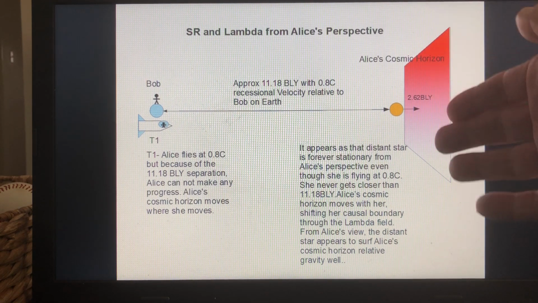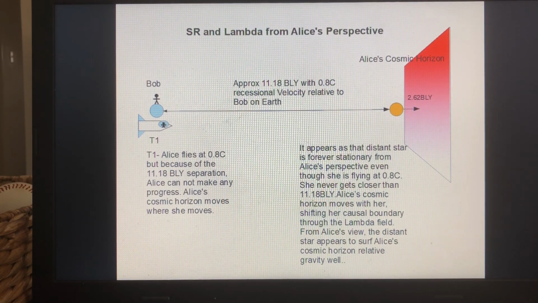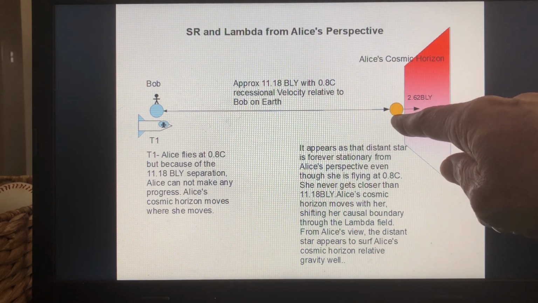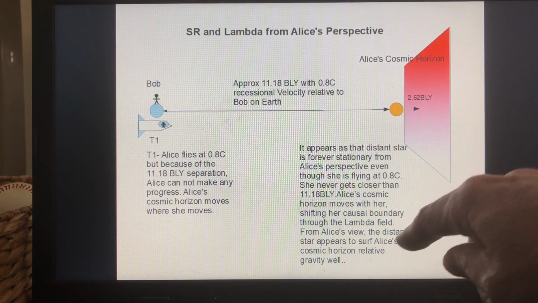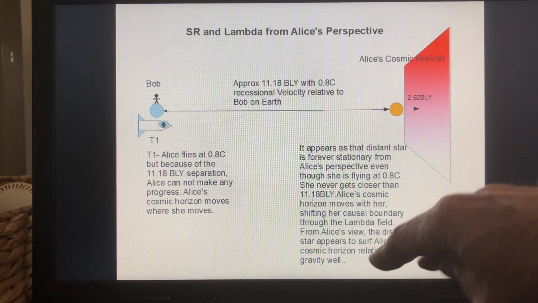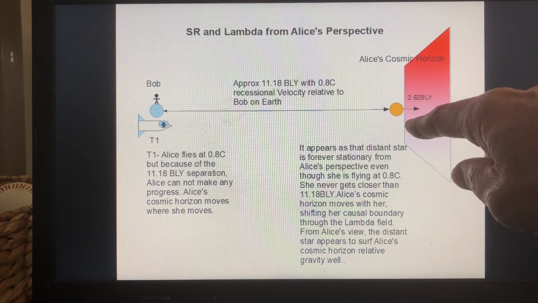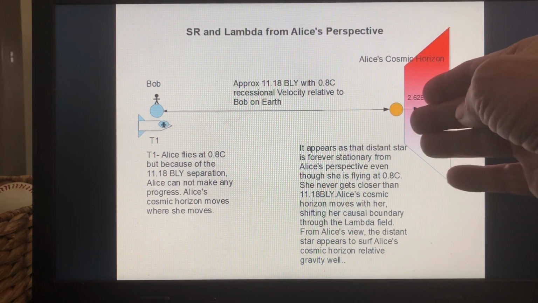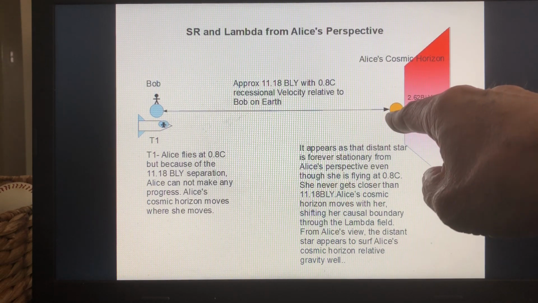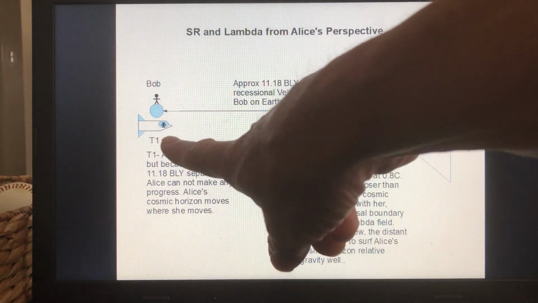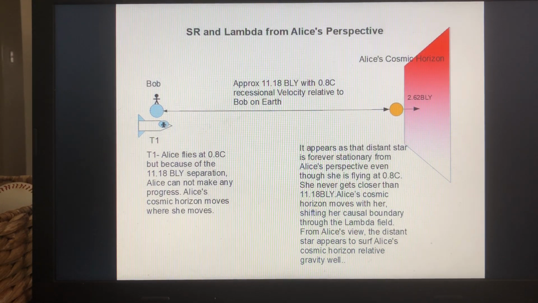And this cosmic horizon is what creates that lambda field. You could look at it this way: from Alice's view, it looks like this star is riding her cosmic horizon relative gravity well. So her horizon is moving at 0.8 c, but it's dragging this star along. So Alice really never makes any progress towards that star.